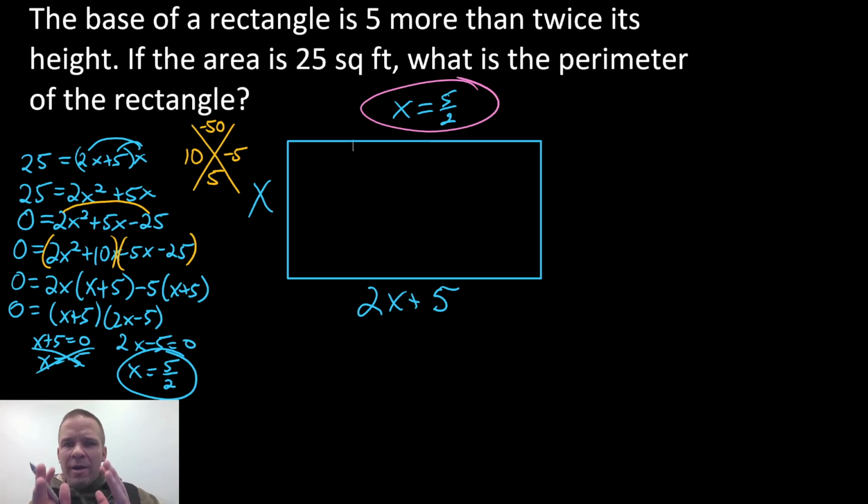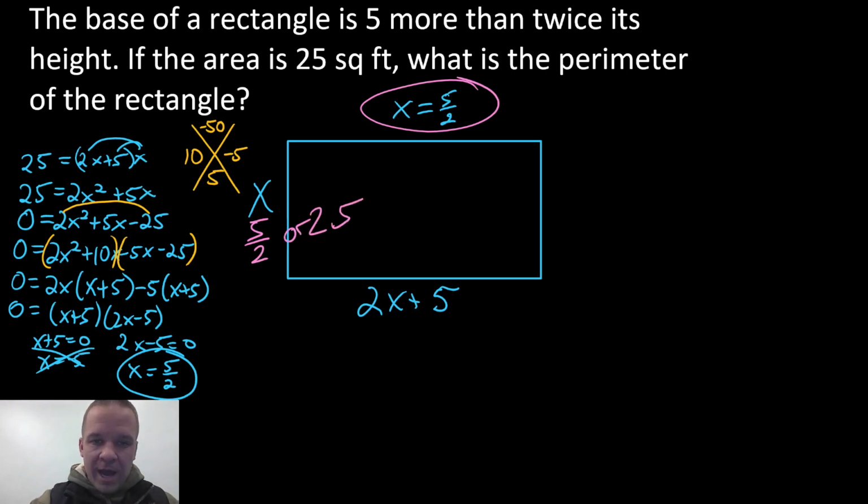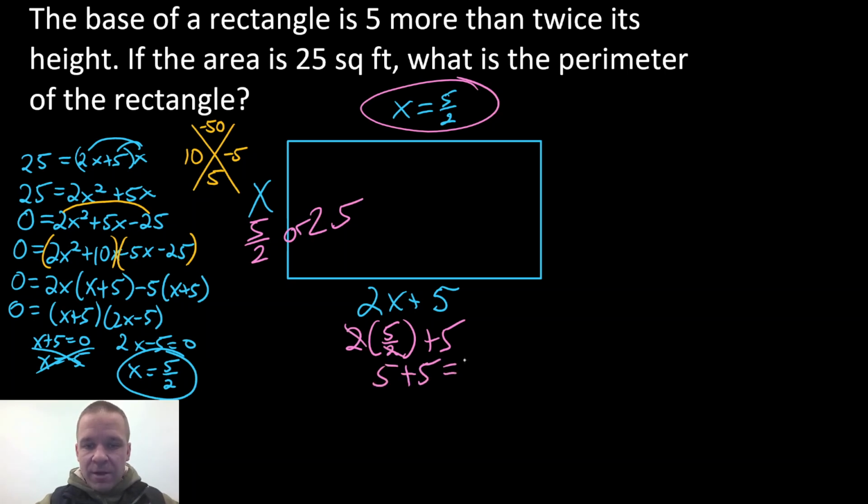So now we're ready to rock and roll. Let's find the perimeter. So we need some side lengths, right? So this one over here is going to be 5 over 2 or 2.5, right? Now my other one, it's going to be really helpful to have it in the fraction form because if I plug that 5 over 2 in for x, the 2's cancel each other out and I just have 5 plus 5. That equals 10.